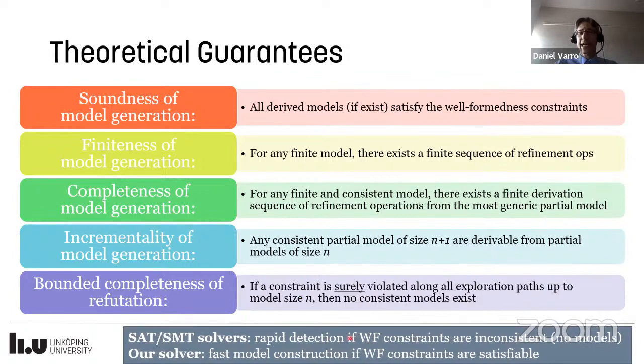And just to give an idea why we believe that this is interesting for model generation: SAT solvers and SMT solvers are very good at the rapid detection of whether well-formedness constraints are inconsistent, so that there are no models. Note that we give no such guarantee. There may be cases where we cannot detect certain inconsistencies, but when we are generating graph models, you will see that we will actually be faster.